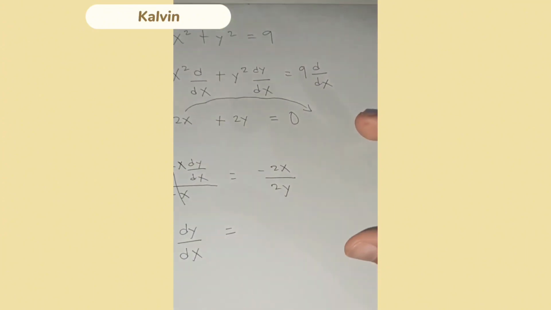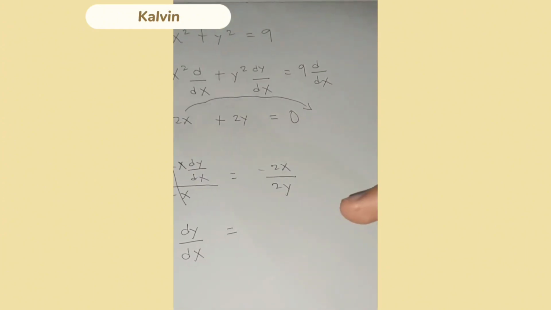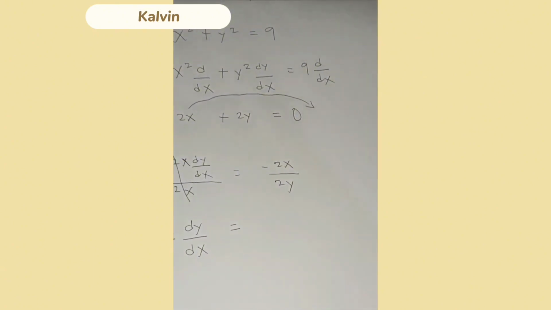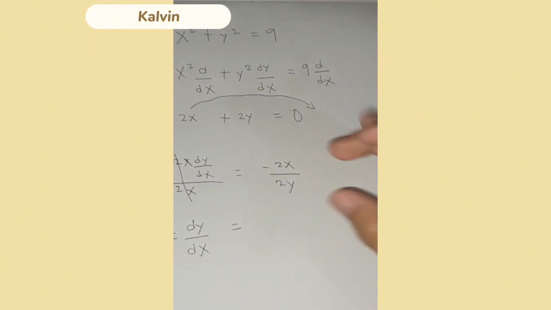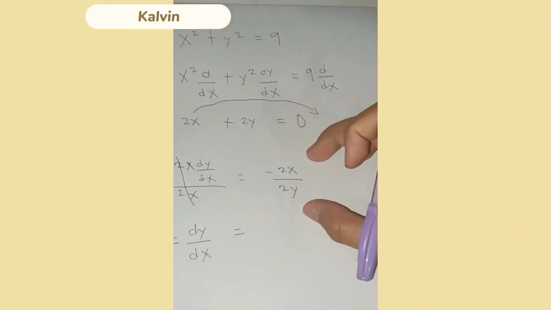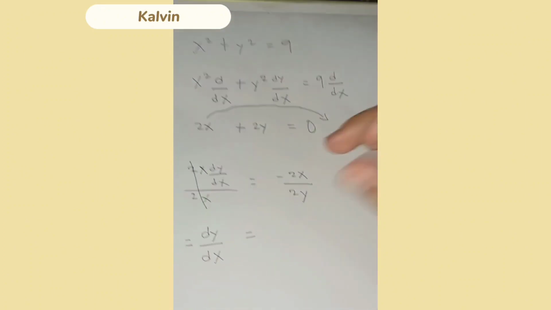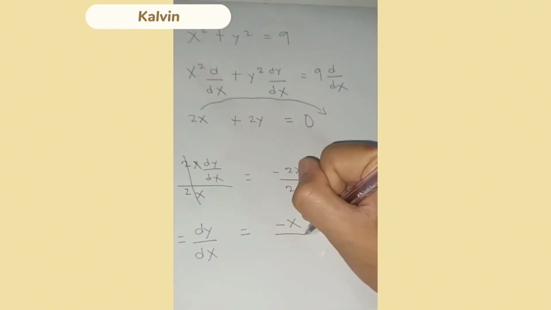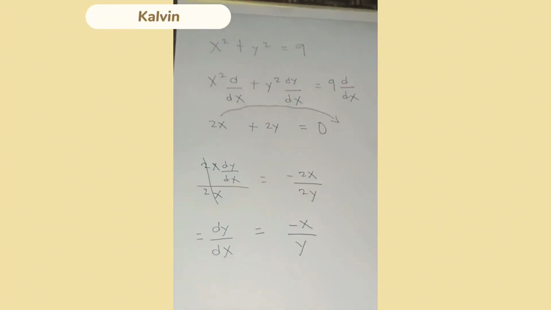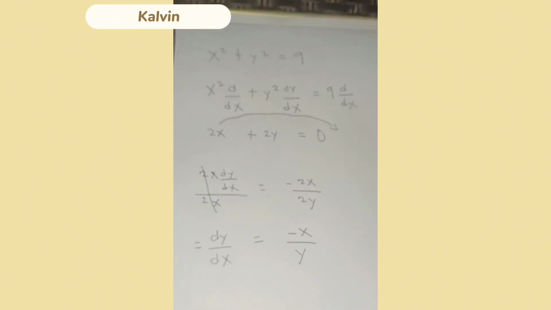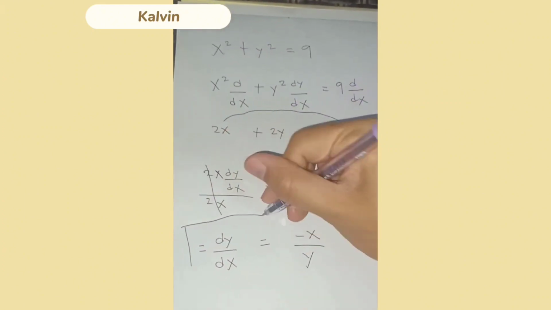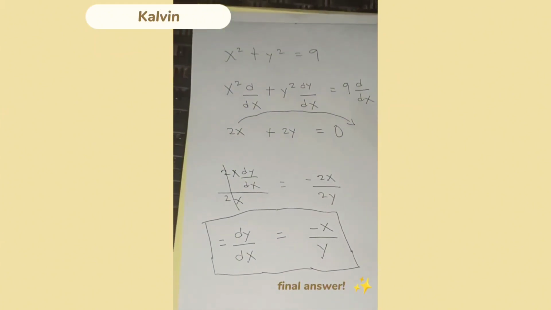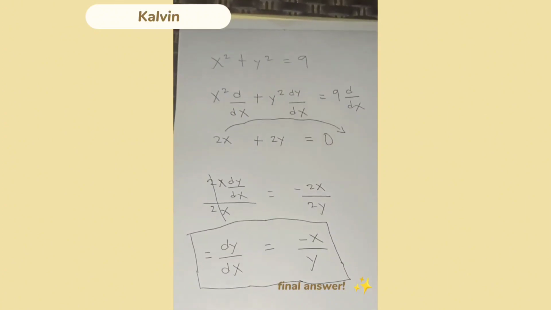Ipag-divide lang natin tong dalawa. 2 divided by 2. So, negative 2 divided by 2 equals 1, di ba? So, hindi na natin kailangan siyang ilagay dito sa ating dalawang variable. Like, ganito ang gagawin natin. So, ang magiging sagot natin dito ay magiging negative x over y. So, ito ang mangyayari na sa ating given. Ito ang bali sagot niya. dy over dx equals negative x over y.